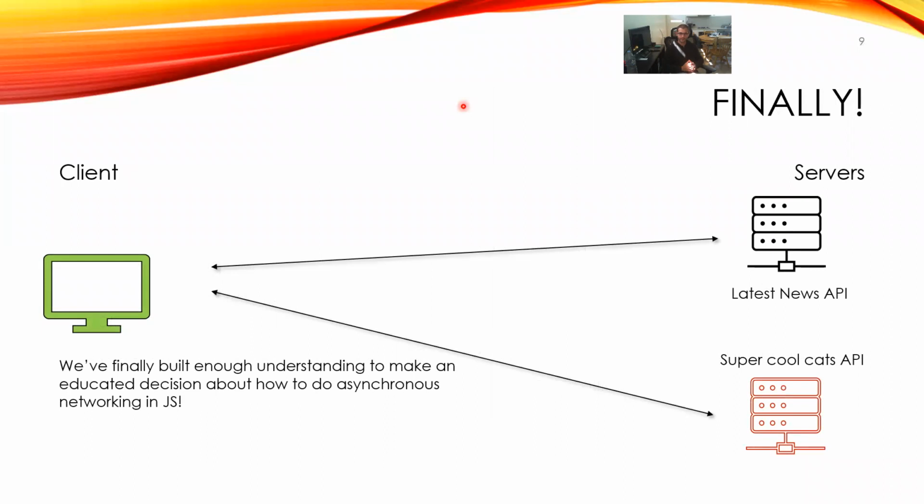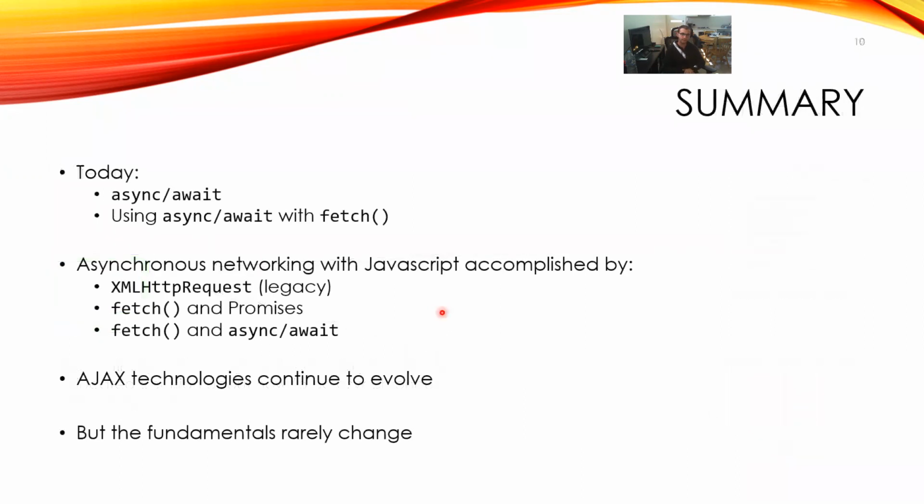So finally, we've gone through this journey. We've built up enough understanding to make an educated decision about how to make an Ajax web app in JavaScript, right? We know about the event loop. We know about legacy options. We know about promises. Now we know about async and await. We can make all of this stuff happen as a reality rather than as a dream. So to wrap up, today we did async and await, and we did our example with fetch. We know that we can accomplish our Ajax dreams with XML HTTP request, promises, fetch, and async and await.